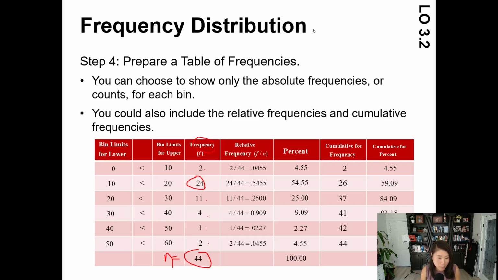Basically, look at how many raw data values belong to each class. Okay, so the next is called a relative frequency distribution. Relative frequency distribution means we are using each frequency.